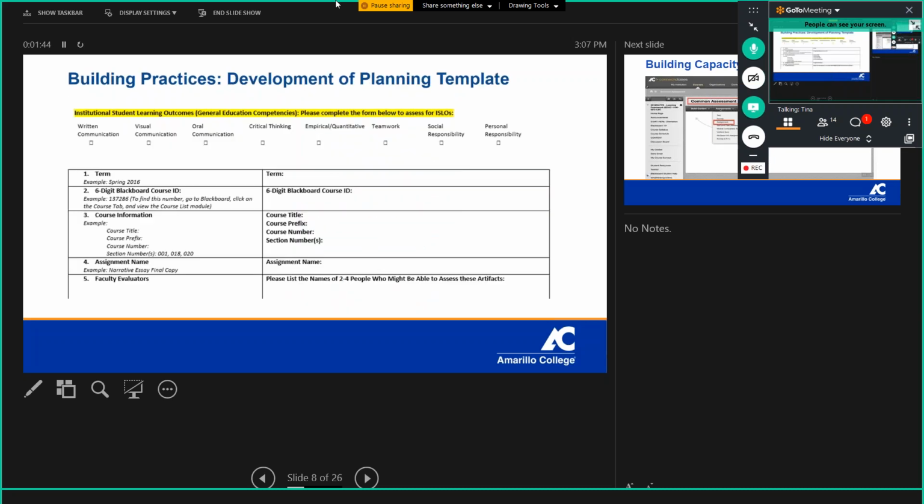Additionally, we build a practice around the development of planning templates, and so we want to hear from each department, typically working with the department chair or coordinator on what are the courses we're going to assess. And so they're able to tell us the term, the Blackboard course ID, title, and we try to assess every course section. And so we want to make sure that we're collecting artifacts and assessment data on all our off-campus instructional locations as well. So we're talking about high schools, correctional facilities, other campus locations that we have in the Panhandle here. Then they also tell us the assignment name and several faculty that can assess.